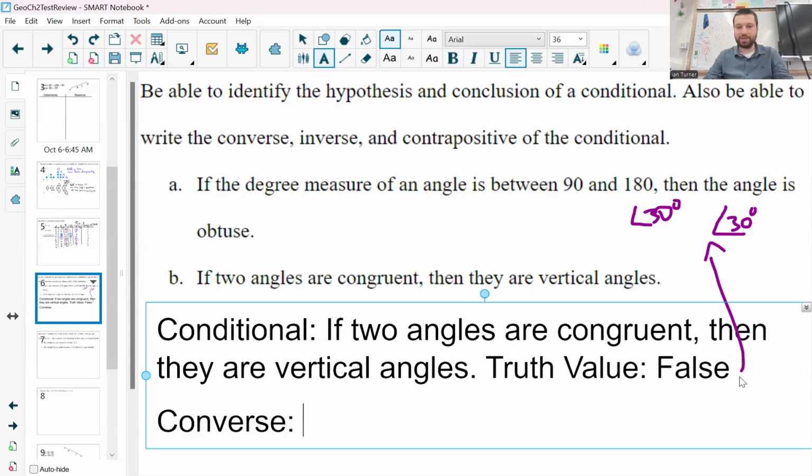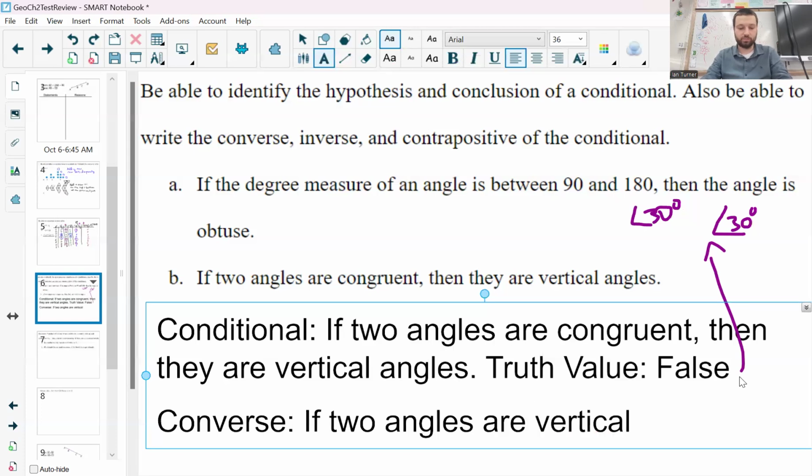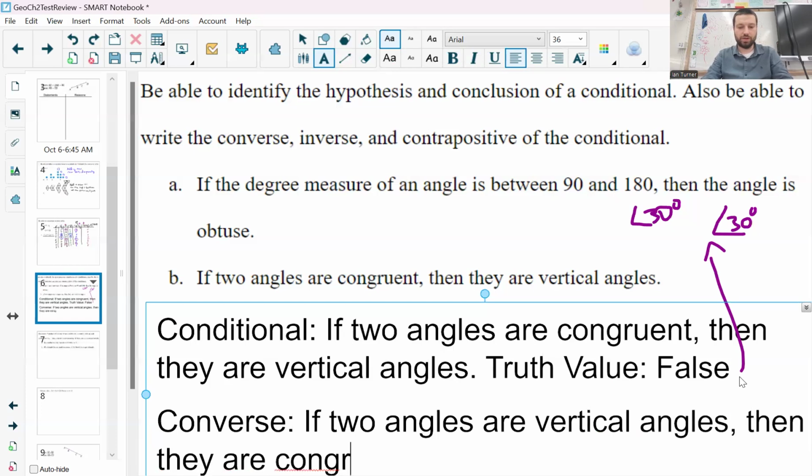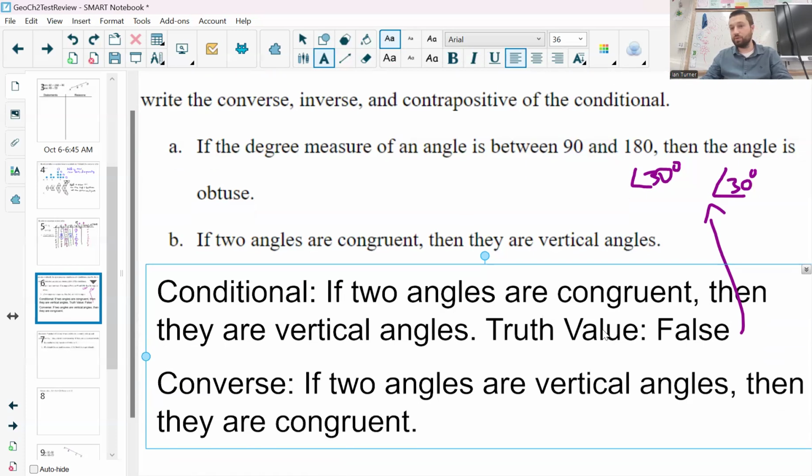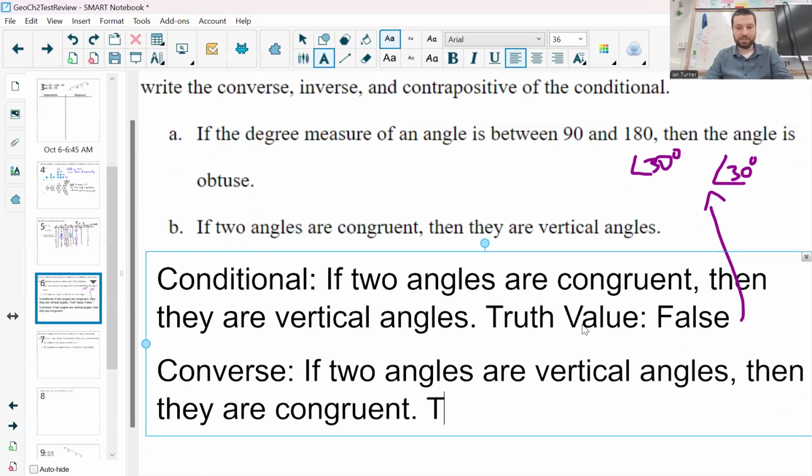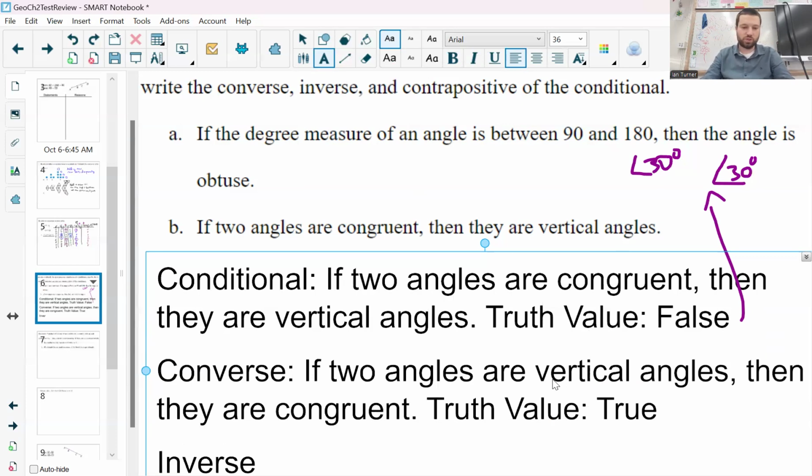Converse, we flip the hypothesis and the conclusion. If we keep our subject the same, right? We keep our subject the same. If two angles are vertical angles, then they are congruent. Now, redemption for me, because I messed up on the last one, truth value is true. I just got a little ahead of myself. Two angles are vertical angles, then they are congruent. We know that. That's a theorem. We've learned that theorem. Vertical angles are congruent.